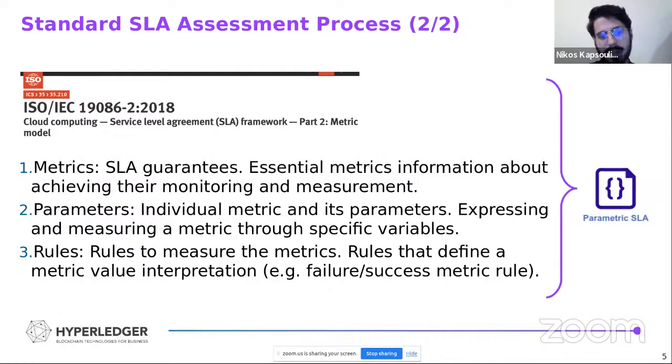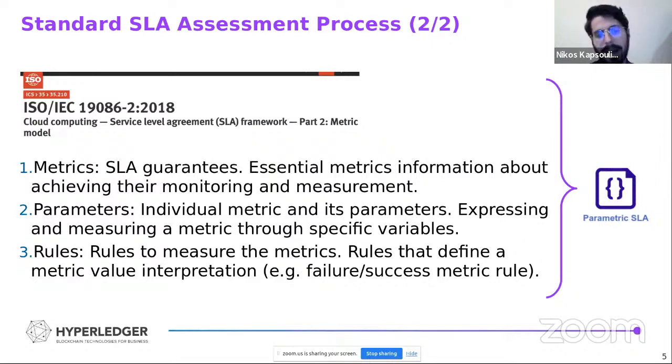We have the metrics, which are the SLA guarantees. The SLA guarantees of an SLA are the measurements that we want the provider to offer to us, as they promised. In order to construct these metrics, parameters are used that define a metric, and they also provide how it should be computed. So all this until now, and the rules that I'm going to say in a minute, all this is the agreement. It is the contract between the provider and the adopter.